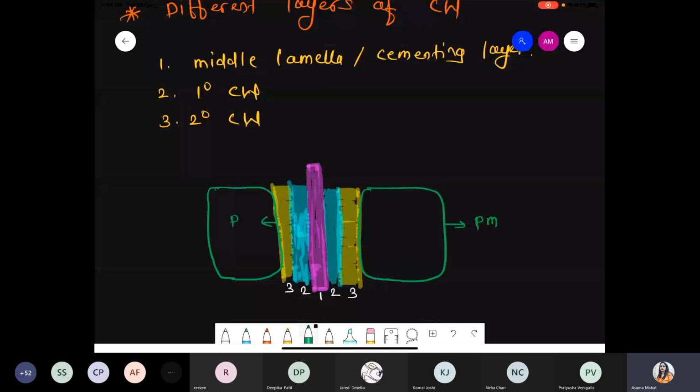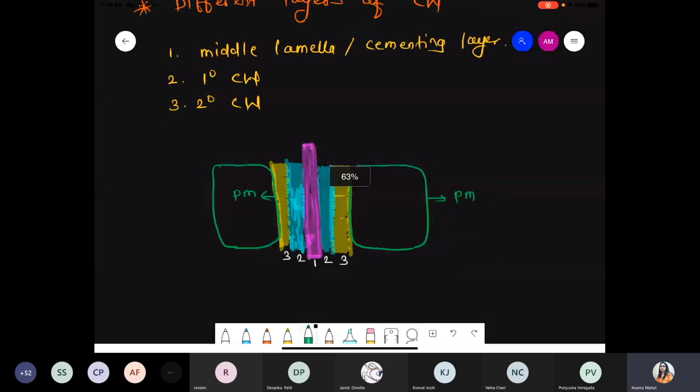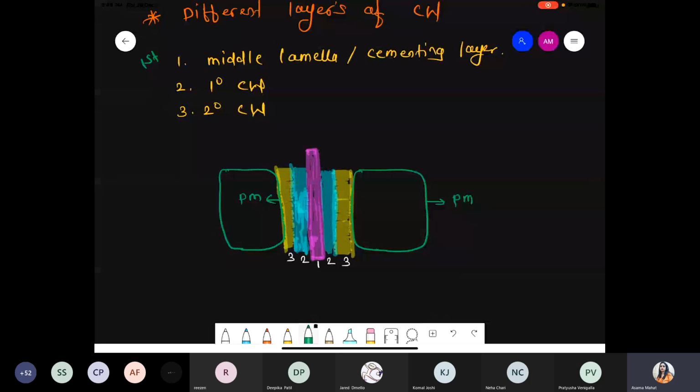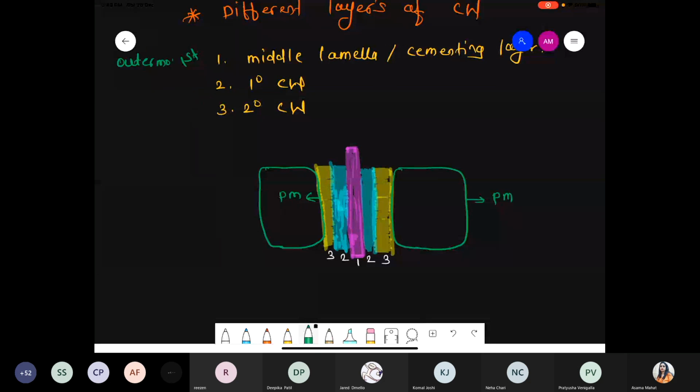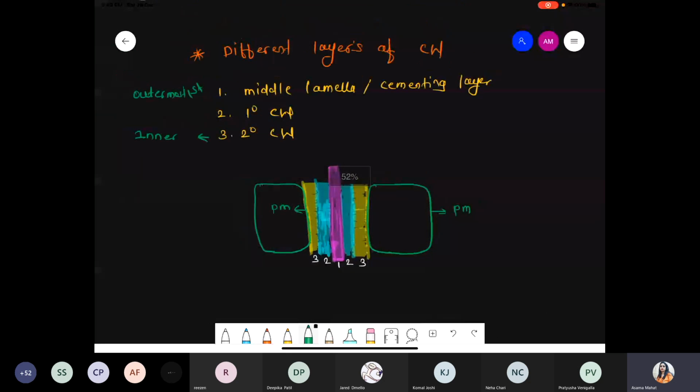So when you consider any cell from outer to inner, the first layer is the middle lamella, which is present toward the outermost side. Now, inside the middle lamella is the primary cell wall, and again toward the innermost side, there is the secondary cell wall. So in case of plants, three different layers of the cell wall are present. Number 1, the middle lamella, also called the cementing layer, which is made up of pectin. Inside it is the primary cell wall, and further the secondary cell wall, and finally comes our plasma membrane.